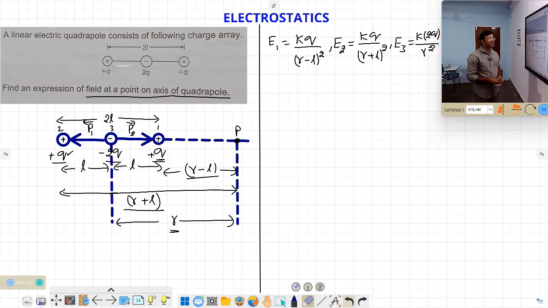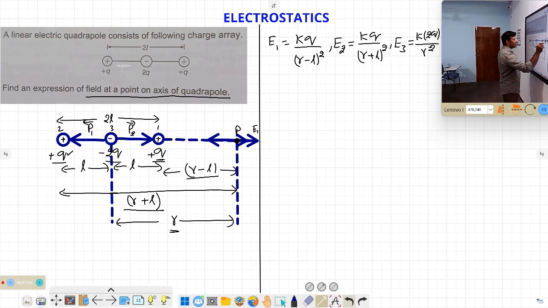Now, how many electric fields are there at that point? Three. So what are the directions of the electric fields? For the first charge, plus q, this is the direction of the electric field, and due to the second one also it is the same direction. This is the direction of the electric field due to the second one, and due to the third one, minus 2q, this is the direction of the electric field. So three electric fields are acting, looking like this. This is the first one E1, this is the second one E2, and this is the third one E3.